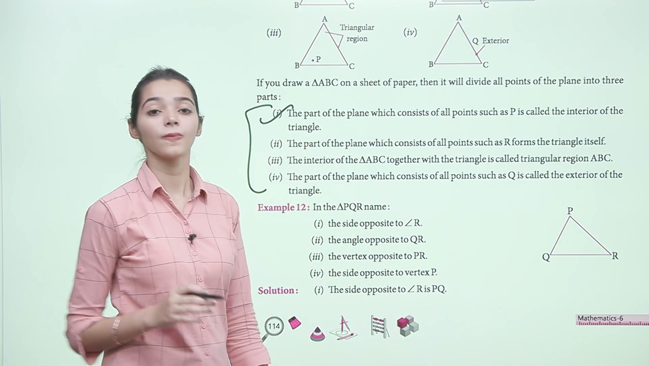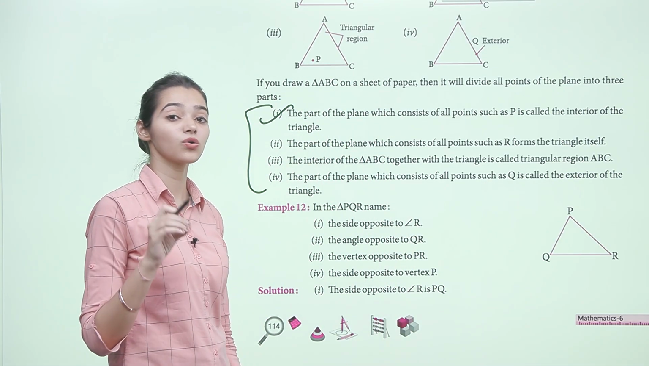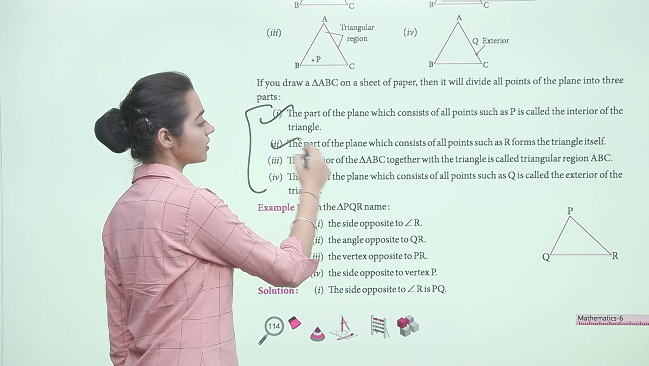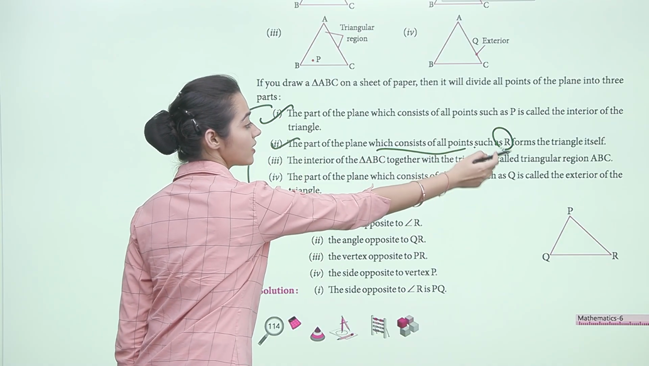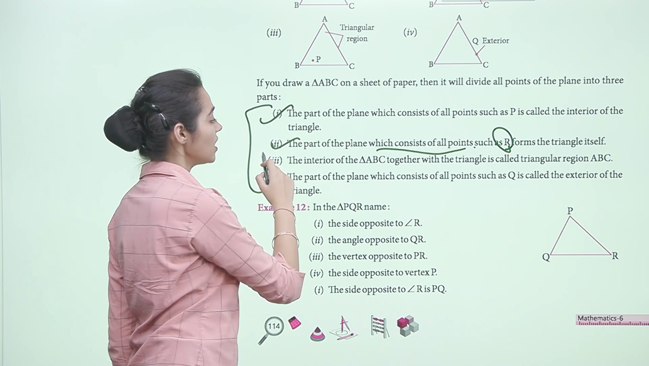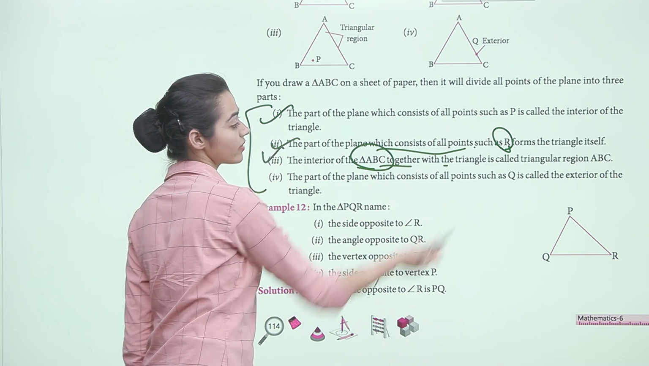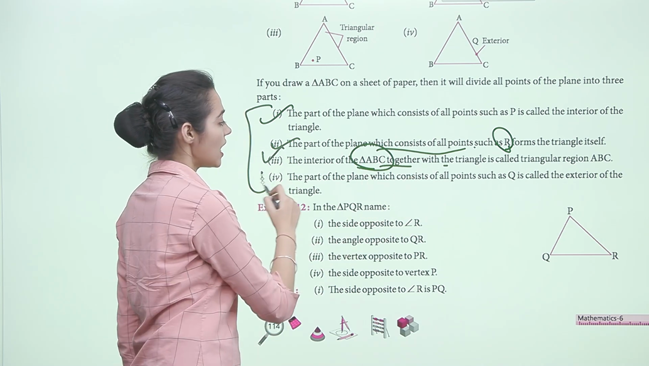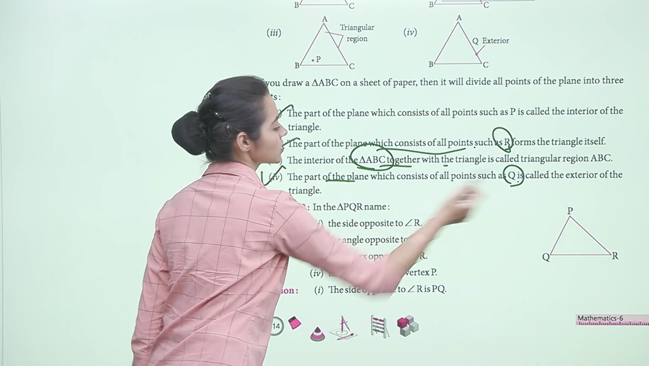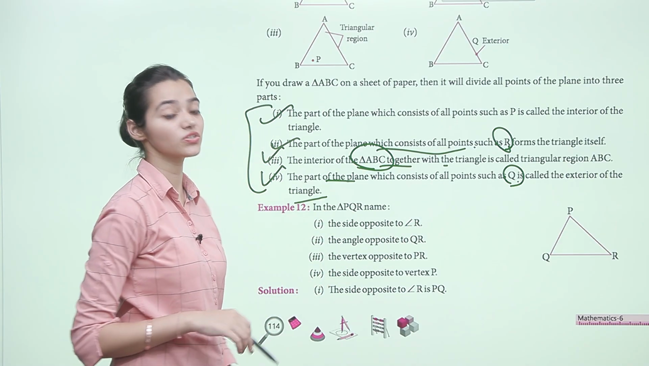First is the part of a plane which consists of all the points such as P, the interior of the triangle, and the points such as R, that means the points which form the triangle itself. Interior of triangle ABC together with the triangle is called the triangular region, and the part of the plane which consists of points such as Q, they are called the exterior of the triangle.